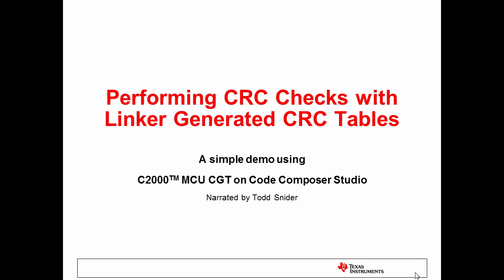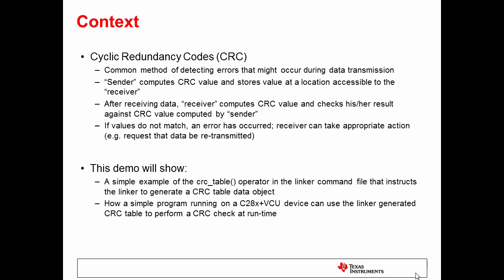About performing CRC checks with linker-generated CRC tables, I'll be using the C2000 MCU code generation tools on Code Composer Studio. Cyclic redundancy codes are a common method of detecting errors that might occur during data transmission. A sender can compute a CRC value and store the value at a location accessible to the receiver.